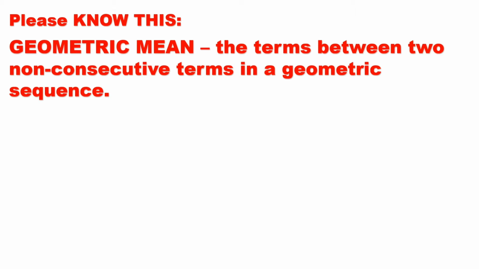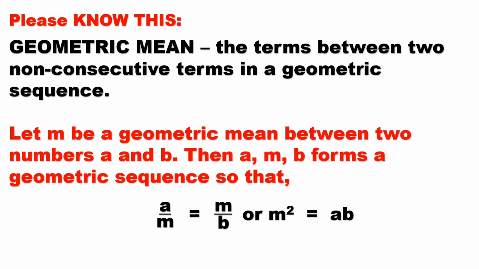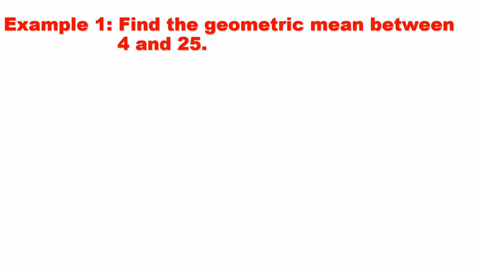Before we proceed, know this first. Geometric means are the terms between two non-consecutive terms in a geometric sequence. Let M be a geometric mean between two numbers A and B. Then A and B form a geometric sequence, so that A over M equals M over B, or M squared equals AB.